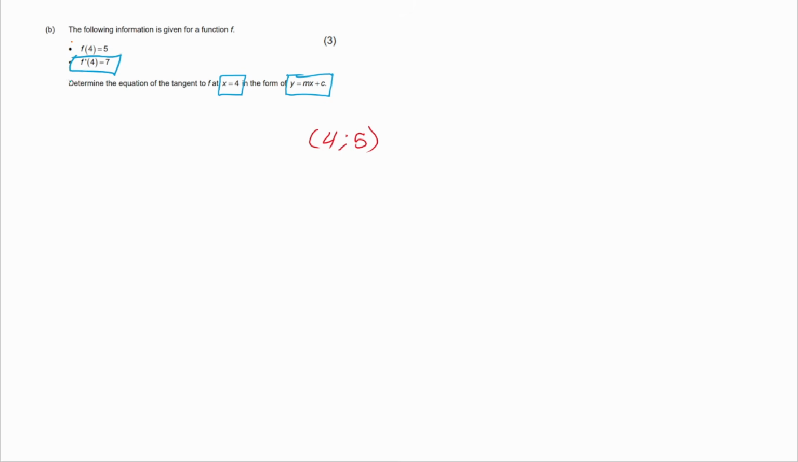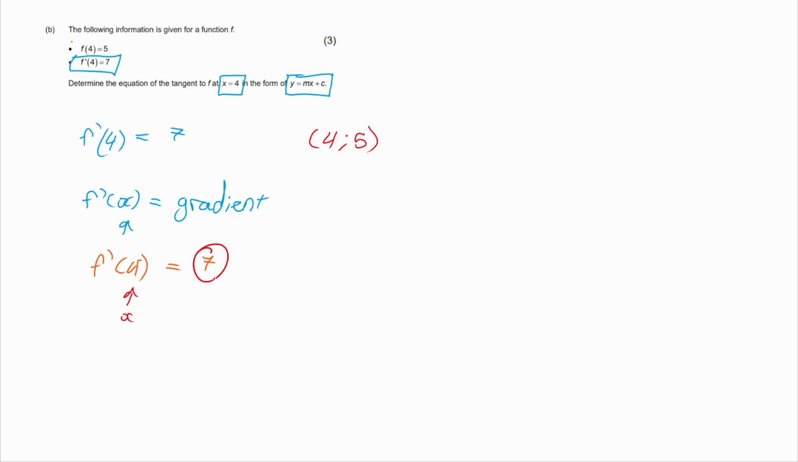That's our first bit of information. The second bit of information, be careful, this says f prime of 4 is equal to 7. But remember, what does f prime of x represent? If I plug in an x here, it represents the gradient. F prime of x is my gradient of the tangent. So f prime of 4 is equal to 7 is saying when my x is 4, my gradient is 7. The gradient of the tangent is 7.